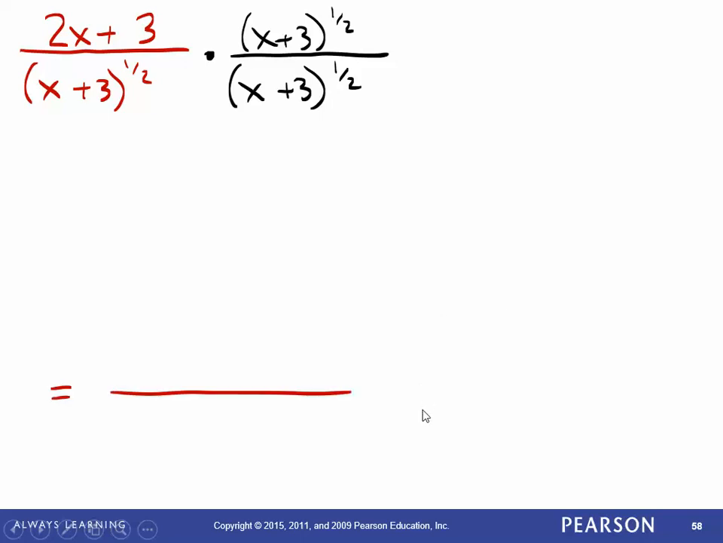So that means on the bottom I just have x plus 3, right? Because this right here just adds up to give me a 1. On top, I'm going to leave these separate: 2x plus 3, times x plus 3 with the exponent of 1/2. And there it is. There's my final answer to this. Nothing cancels anymore, and so I'm set. That would be the final version there.